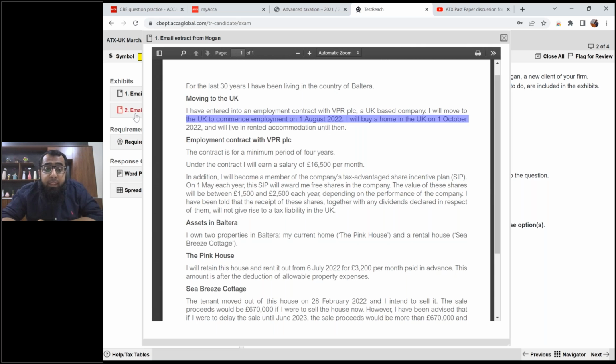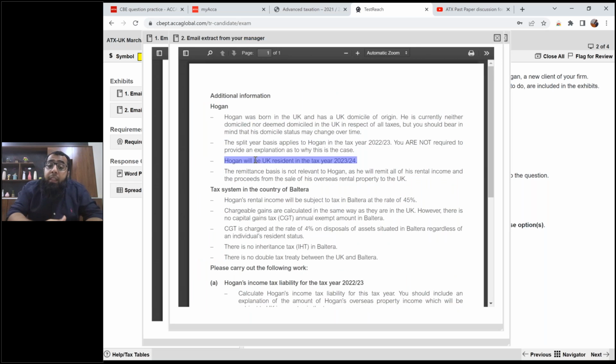Now, what else is he saying? Hogan will be UK resident in the tax year 23-24. The remittance basis is not relevant to Hogan as he will remit all of his rental income and the proceeds from the sale of his overseas rental property to the UK. This means you are not required to think about remittance basis and remittance basis charge issues, because he'll remit all of the income. Obviously he'll go for the arising basis, because if he goes for the remittance basis, he'll not get any benefit from it.